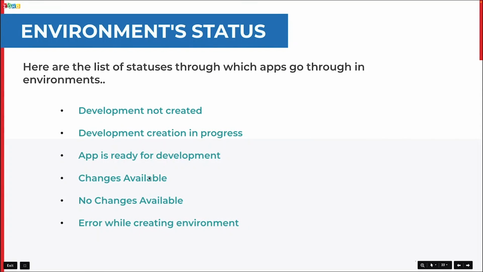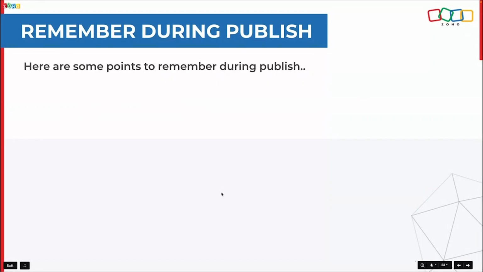And as we just saw in the demo, we will have changes available whenever we make a new change which is not published to the stage version yet. And we will have no changes available if all the changes in development are pushed to the stage. In case there is an error while creating the development environment, it will show as error while creating environment, and you can click on it and see the reason for the error, which you can modify and again initiate the development environment creation. So let's go to the next slide.